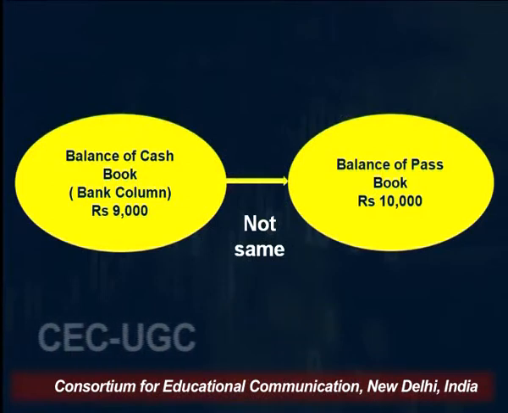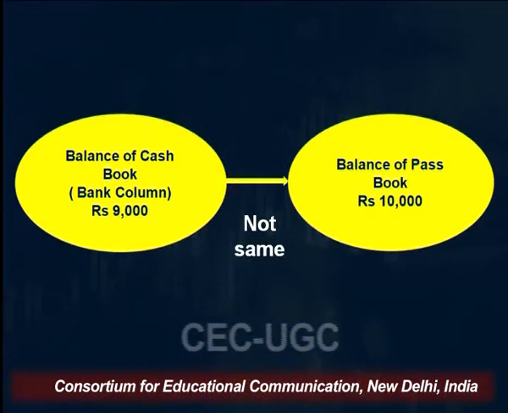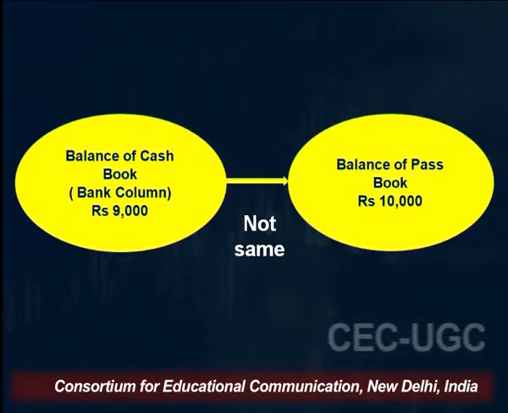That cannot be possible. The book which is maintained by us is the cash book, and the book which is maintained by our bank is the passbook. The balance of both the books should be the same. If they are not the same, then there must be some reason behind that. So before preparing the bank reconciliation statement, we have to find out the reason for the differences between these two books, why they are not the same.